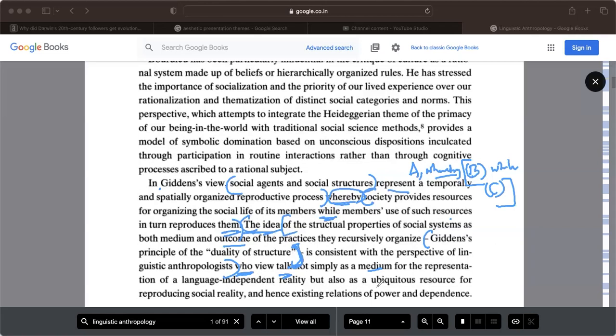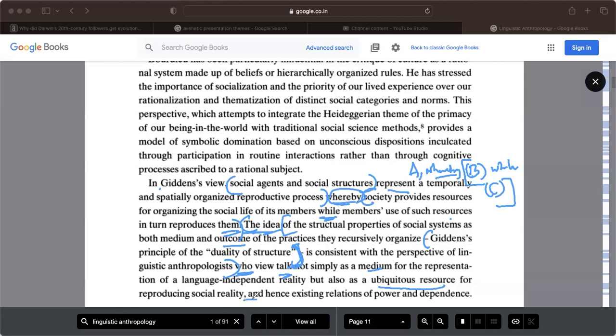But talk is also a ubiquitous resource. Ubiquitous means present everywhere. Talk is also a ubiquitous resource for reproducing social reality, which is the same thing that we're talking about here, right? We are reproducing the resources that we are using up, the social life. So talk is also a resource. So talk is a medium for representing our reality. Talk is also a resource for reproducing social reality, and hence existing relations of power and dependence.